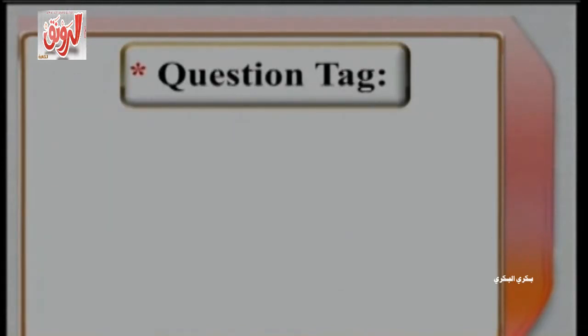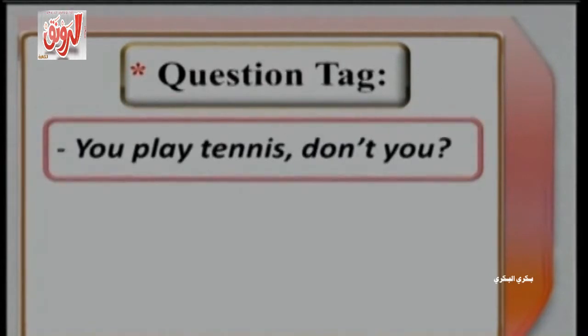It's time now to move to the question tag. The question tag is named question tag because it comes at the end, as you see. It depends on two things. If the sentence is affirmative, the question tag must be negative.